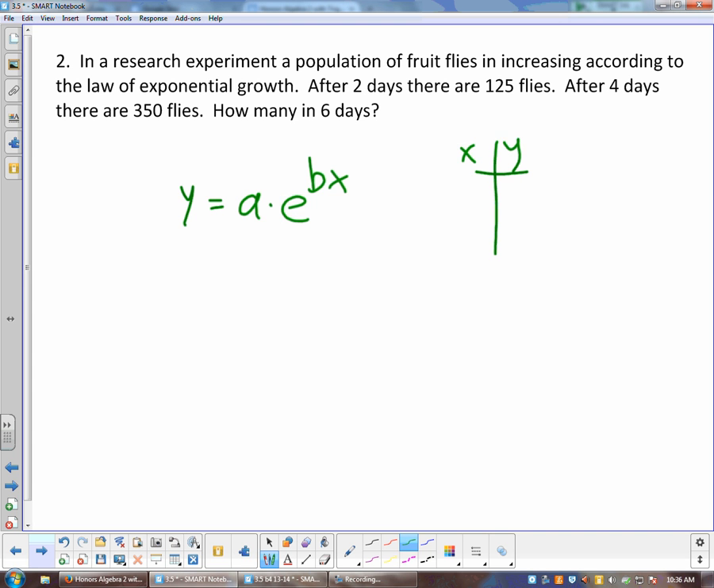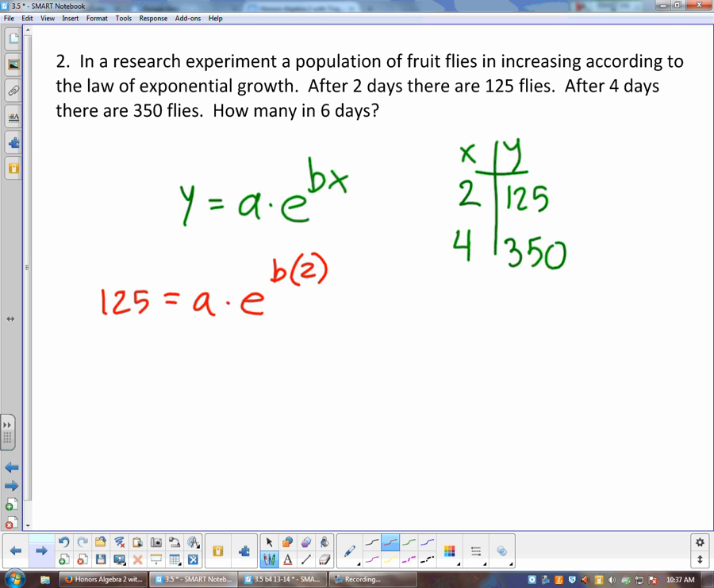We know that when x is 2, y is 125, and when x is 4, y is 350. So we have 2 ordered pairs that we can plug in for x and y. Let's plug in the first one. We would have 125 equals a times e to the b times 2. Would you agree? So we have 125 equals a times e to the 2b.